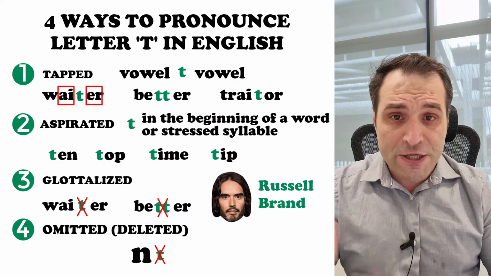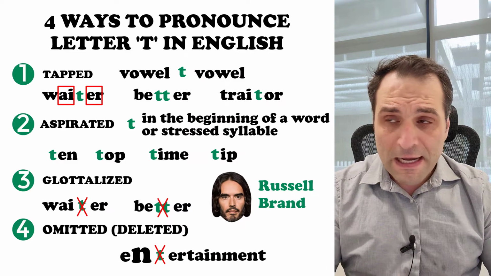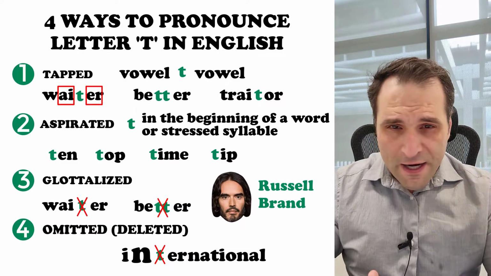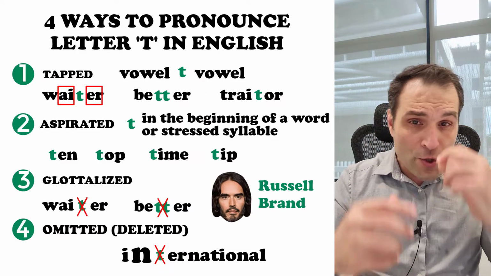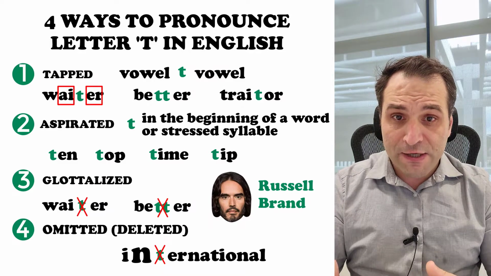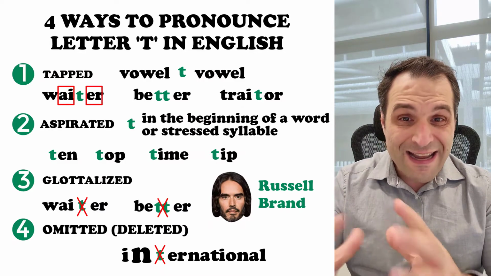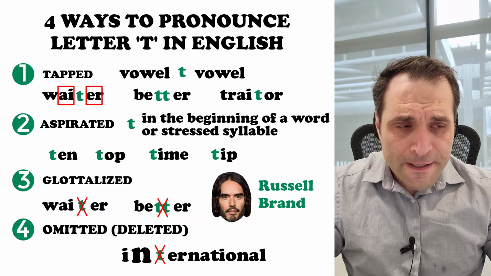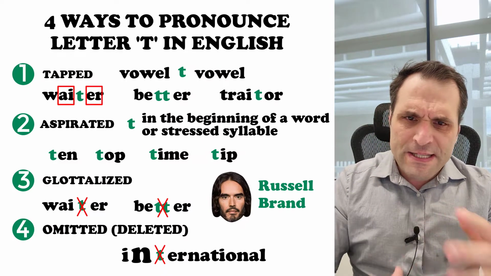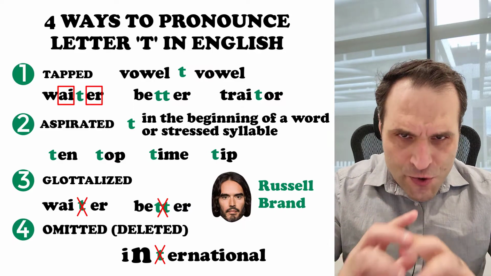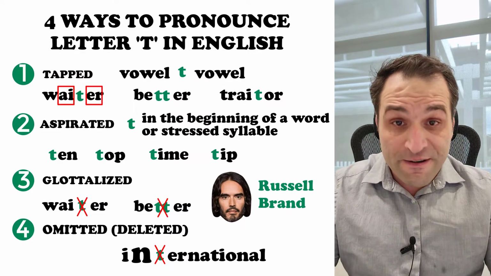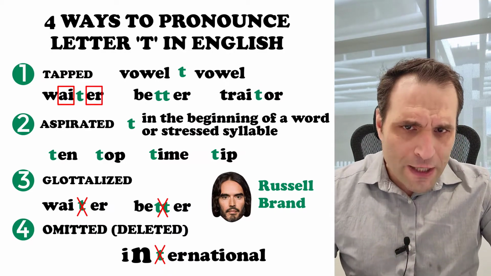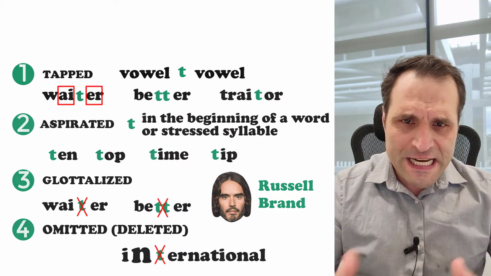I'm not saying "entertainment," I'm saying "enernainment." I'm not saying "international," I'm saying "innernational." If you listen carefully, you will notice that I'm not actually saying the letter T here, because the N is dominating it, so it's making it disappear. There are many, many situations where we drop the T altogether because it's more convenient. So that's omitted T. Let's take a look at those sentences and see what we're dealing with here.